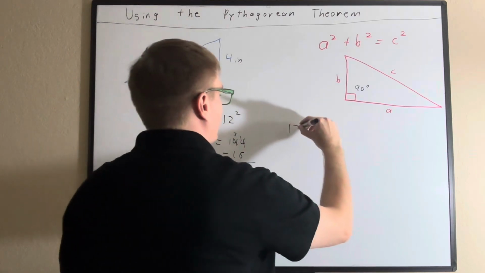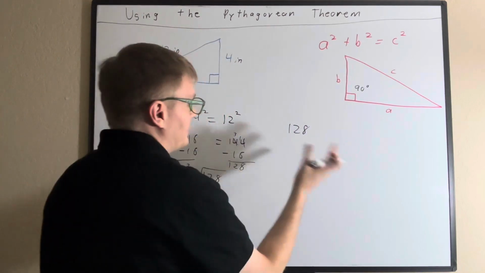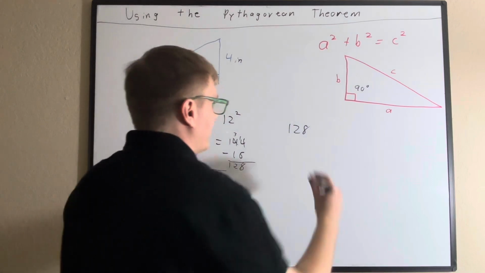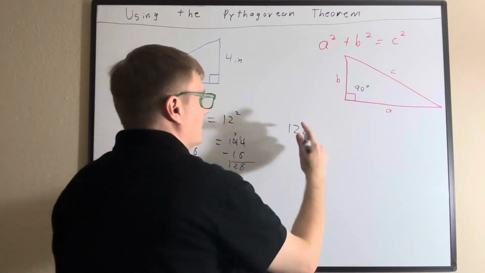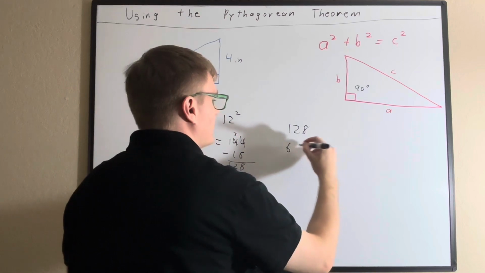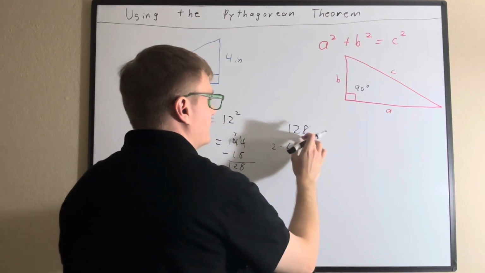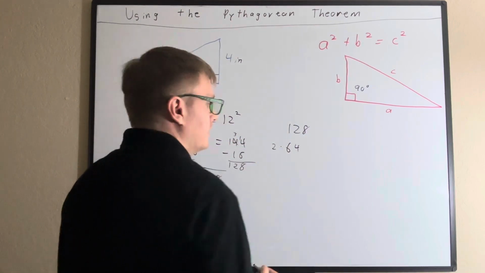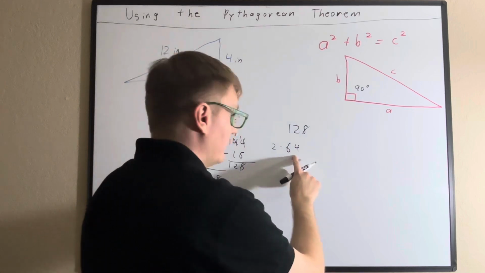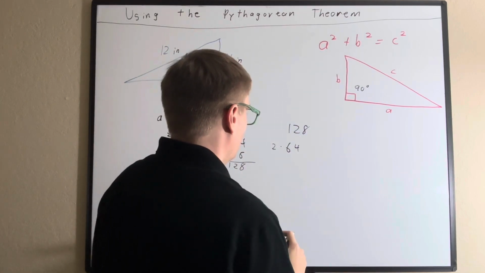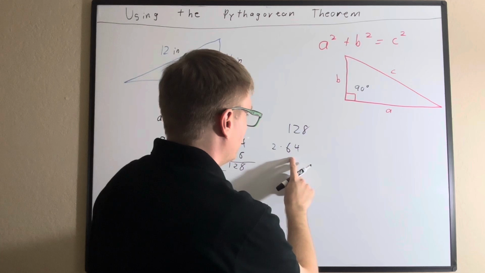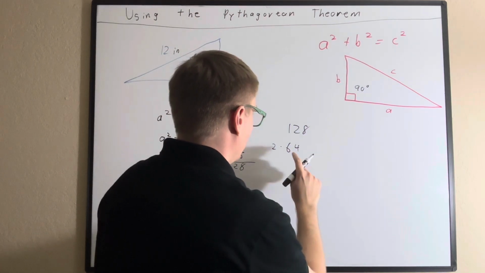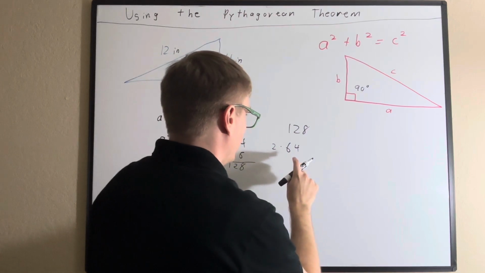So 128. Well, I know it's an even number, so might as well divide it by 2. 2 goes into 12 6 times. So 2 times 64, and 2 goes into 8 4 times. Okay, 2 times 64. That can also be divided by 2, so wait a minute, no. 64 is a perfect square, is it not? 64 is a perfect square, right?